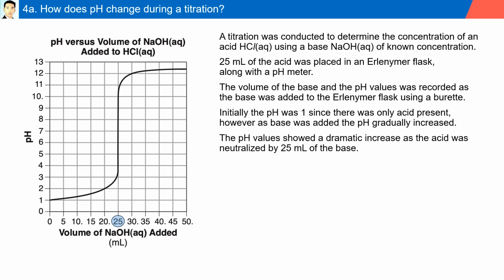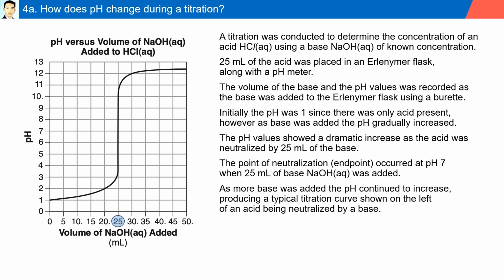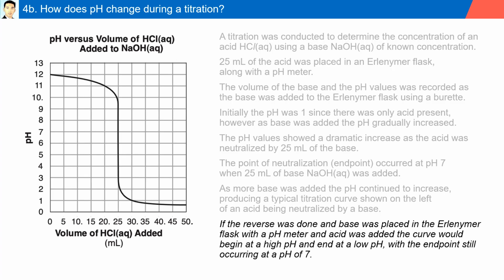The pH values showed a dramatic increase as the acid was neutralized by 25 ml of the base. The endpoint of neutralization occurred at pH 7 when 25 ml of the base NaOH was added. As more base was added, the pH continued to increase, producing a typical titration curve, shown on the left, of an acid being neutralized by a base. If the reverse was done and base was placed in an Erlenmeyer flask with a pH meter and the acid was added, the curve would begin at a high pH and end at a low pH, with the endpoint still occurring at a pH of 7.